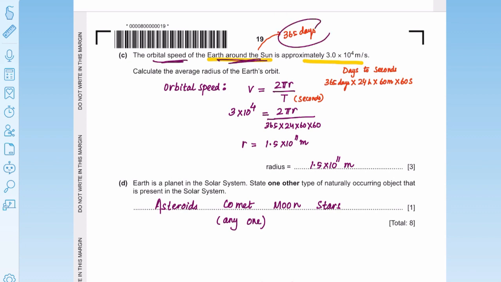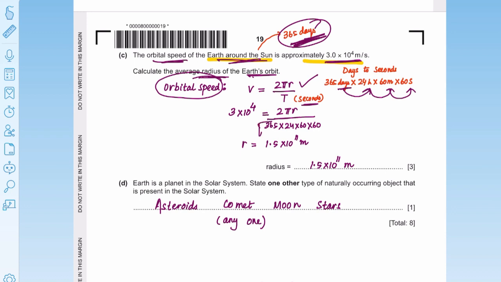Next, the orbital speed of the earth around the sun. See, around the sun means the time will be 365 days, and the orbital speed is approximately 3.0 times 10 power 4 meter per second. So calculate the average radius of the earth orbit. Very simple. There is one formula to find the orbital speed, that is v equals 2 pi r over T, but the problem is the T should be in seconds. So the time taken by the earth will be 365 days. You have to convert days to hours, that is 24 hours. 1 hour is 60 minutes and 1 minute is 60 seconds.